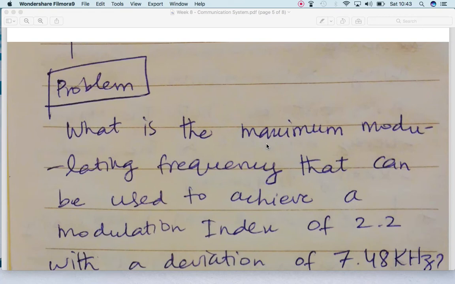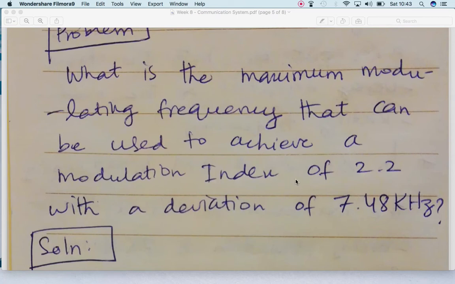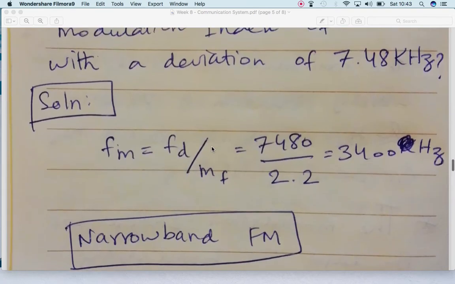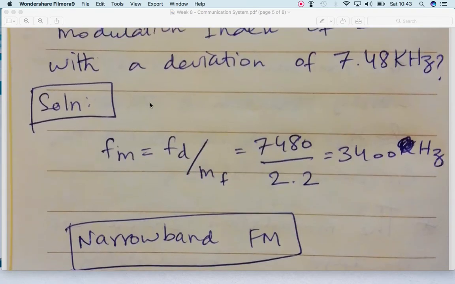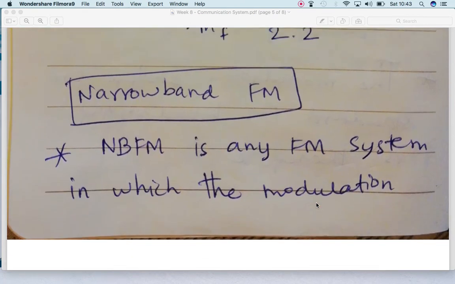So here we have a problem which says that if we have a modulation index of 2.2 and a frequency deviation FD of 7.48 kilohertz, what is the modulating frequency? We again use the formula of the modulation index and put the values of the frequency deviation and the modulation index in it to get the final value of the modulating signal frequency, which is 3.4 kilohertz in this case. Let's come to the next topic, which is the narrowband FM.